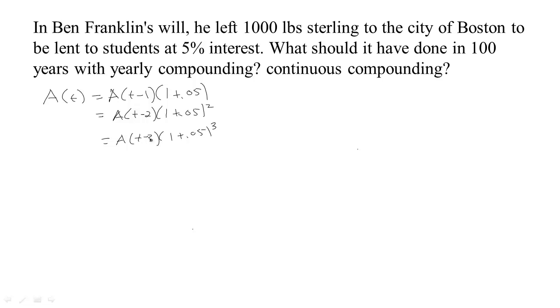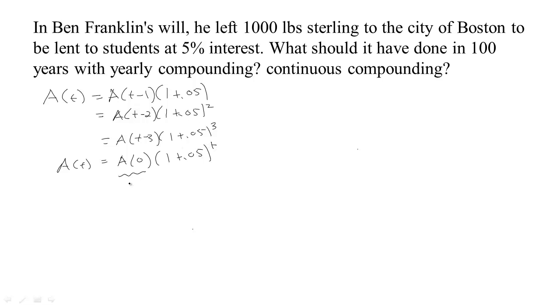You can see however many years we go back, we just have to raise 1 plus 0.05 to that number of years. So we get a to the t. If we peel it back t steps, we'll be back to the a at time 0, what we initially started with, times 1 plus 0.05 to the t.